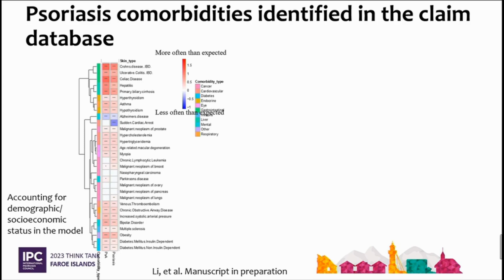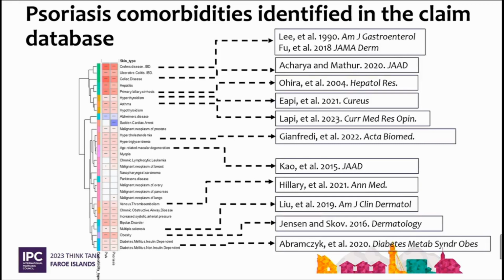So this is a heat map showing the intensity of the odds ratios that were identified for psoriasis and psoriatic arthritis. This is just some of the list that we show here. Red color represents higher than expected, blue color represents lower than expected. You can see there are multiple different comorbidities that we are able to identify. And when you look deeper into it, many of those actually have been described previously in different epidemiological studies. It shows that we could indeed use this database to systematically identify psoriasis comorbidities.